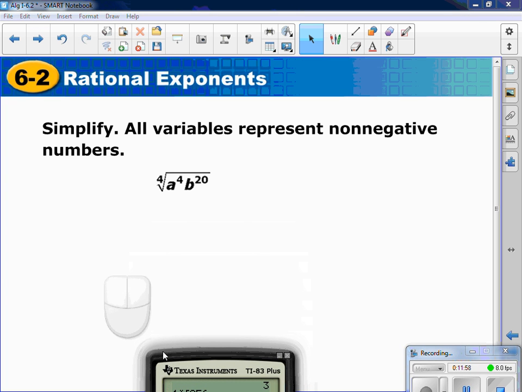Me just pushing a couple buttons, I don't learn what this means. I'm jumping ahead because I want to show you this one. We're going to simplify now. I have the fourth root of a to the fourth, b to the 20th. The calculator cannot help me. See, now it's the understanding of what the roots mean. If you live by the calculator, you die by the calculator. It can only do so much.